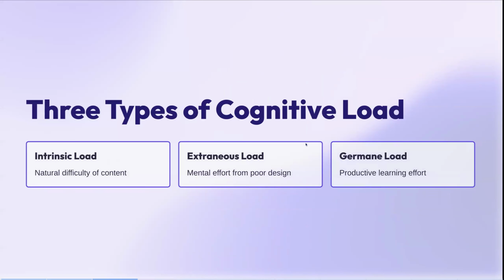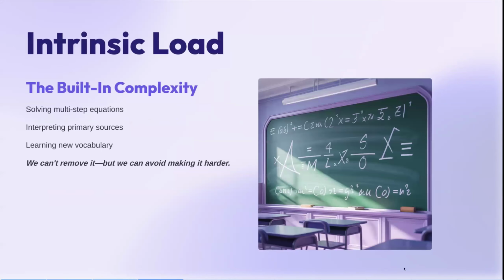There's 3 types of cognitive load: intrinsic load, extraneous load, and germane load. And we'll look at each one individually. First, intrinsic load. This is the natural difficulty of what we're teaching. Solving a multi-step equation, interpreting a primary resource, or learning new vocabulary. Those things have built-in complexity. We can't remove that, but we can avoid making it harder.